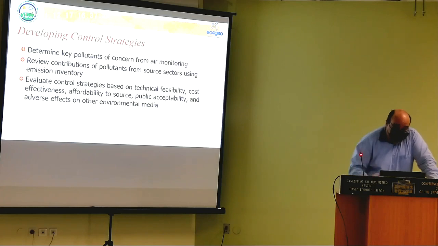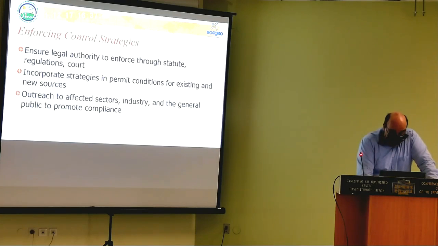So now you're going to the control strategies, and you have to determine the key pollutants, review the contribution of pollution from source sectors using the emission inventory, and evaluate the control strategies, which is the most important. Then, if you have a control strategy, you have to ensure legal authority to enforce these regulations. So you have the authority to do it.